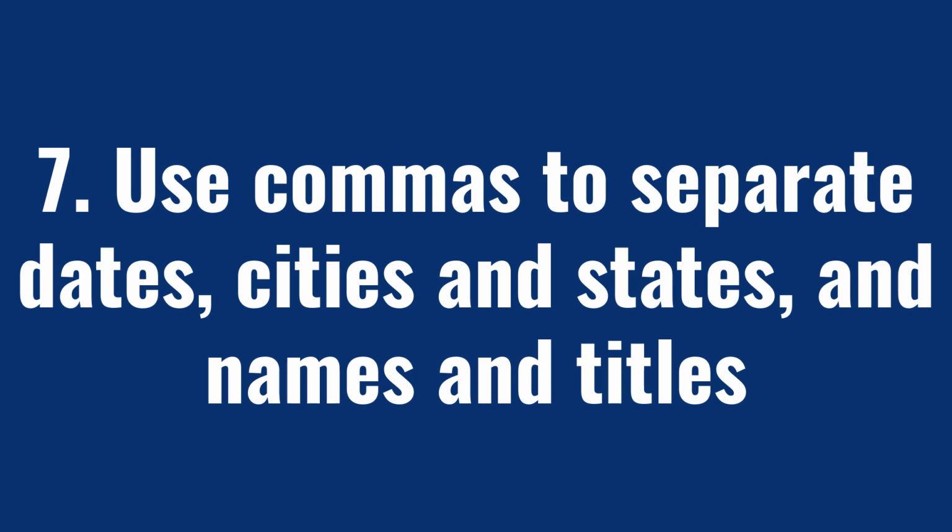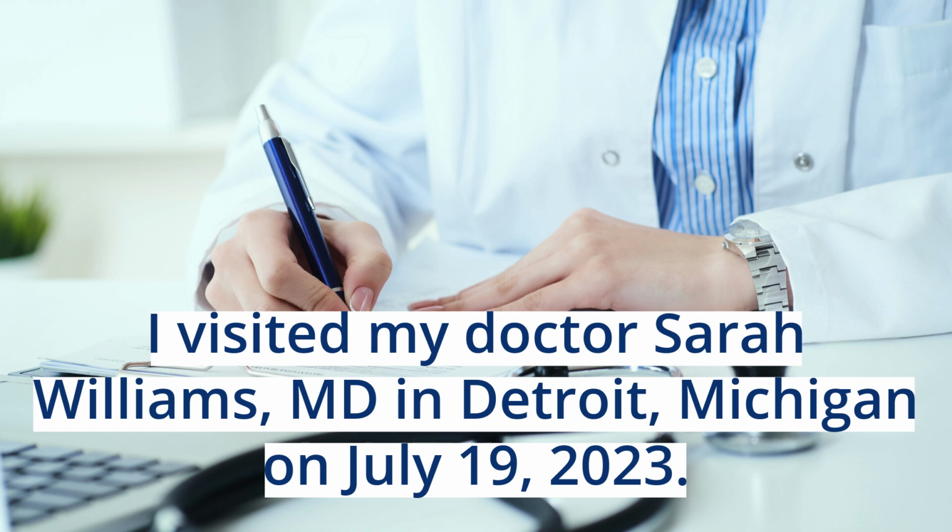Comma Rule number 7. Use commas to separate dates, cities and states, and names and titles. In the sentence, I visited my Dr. Sarah Williams, MD, in Detroit, Michigan on July 19, 2023, shows you where the comma separates a name from a title, a city from a state, and a date from a year.